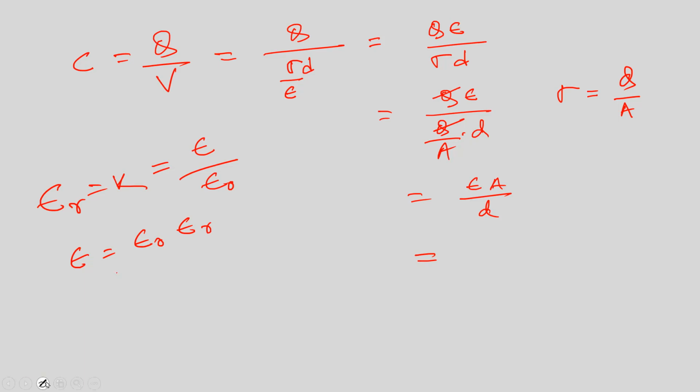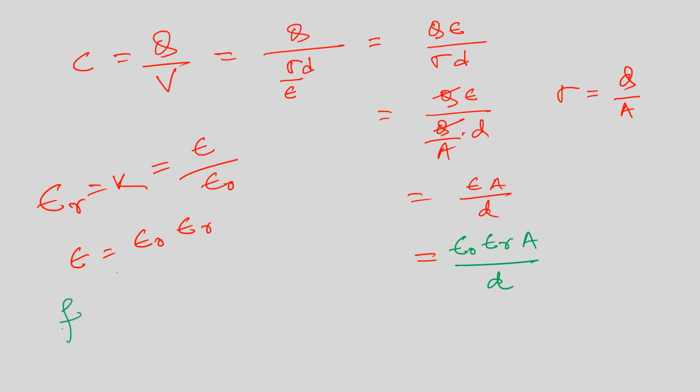Oh, I am using only one ink for the whole case. No, let me use a different one. Yeah, this one. Where is the cursor? Yeah, there it is. So it is epsilon naught multiplied by epsilon r, multiplied by A divided by d.